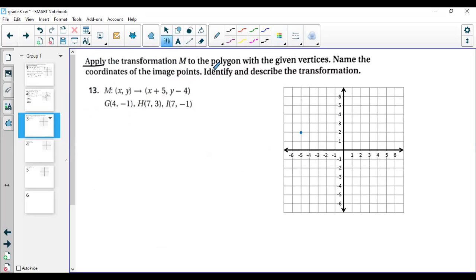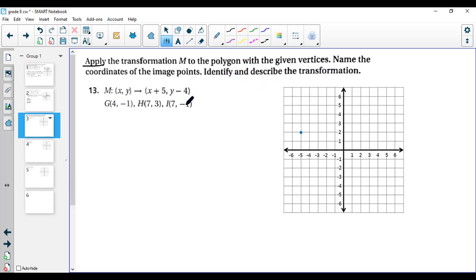All you need to do is apply the transformation, find the new coordinates of the image, and then identify the transformation. So you need to do three things. One is find the new coordinates. The second is draw the image, and finally you have to describe what kind of transformation has taken place.